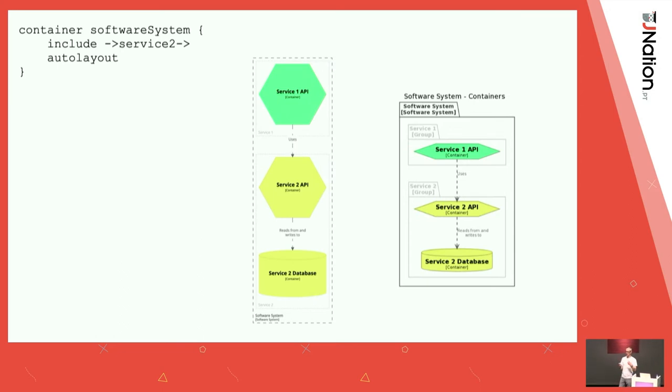To do service two, you do the same thing. So this is a really nice quick way to generate a bunch of diagrams very, very quickly. So that's kind of option one for dealing with really big, complicated software systems.